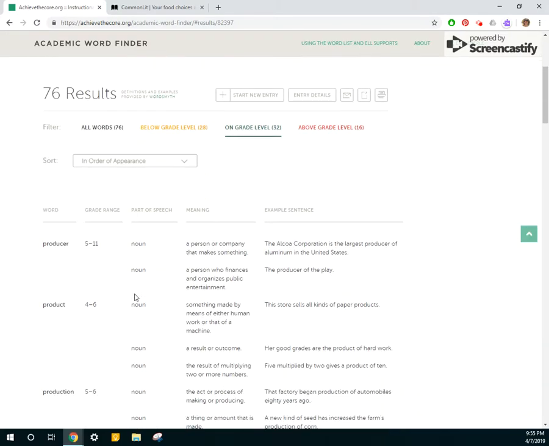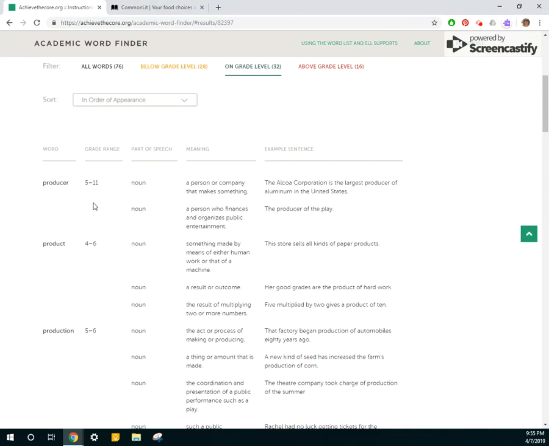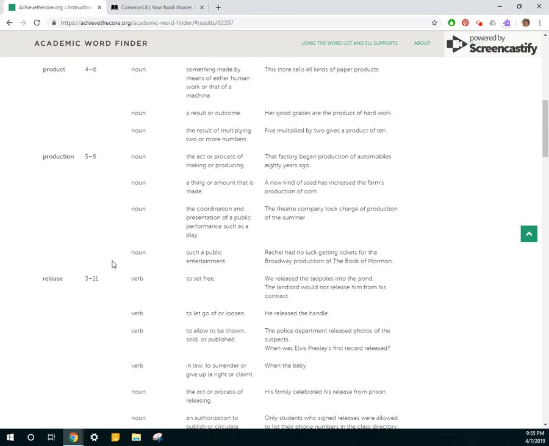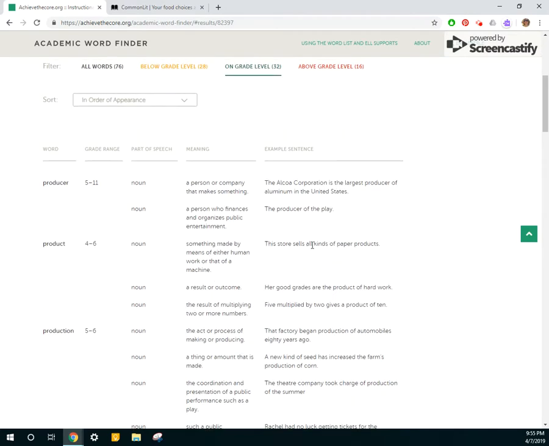The on grade level words, same deal. All right, these are words that if they're reading on grade level, they probably know. Now, again, Academic Word Finder isn't going in and deciding which definition the author intends. There is a human element here where you need to look at it and figure out which one you would actually need.